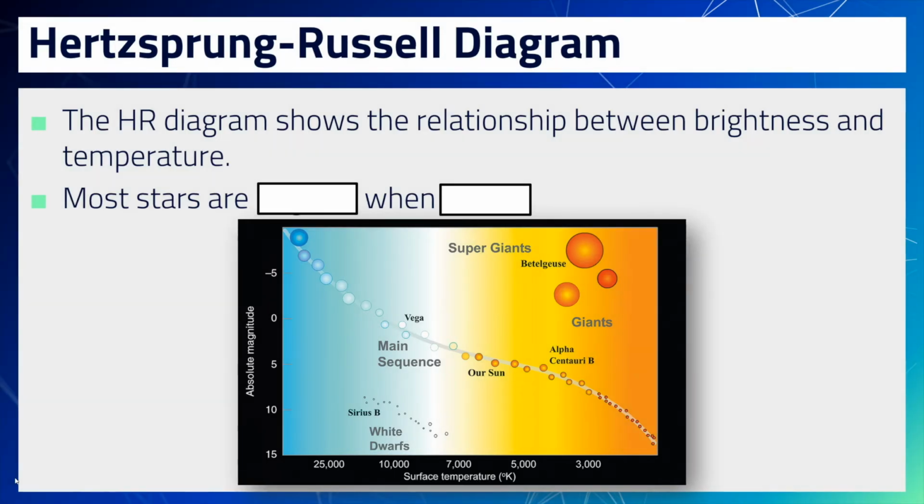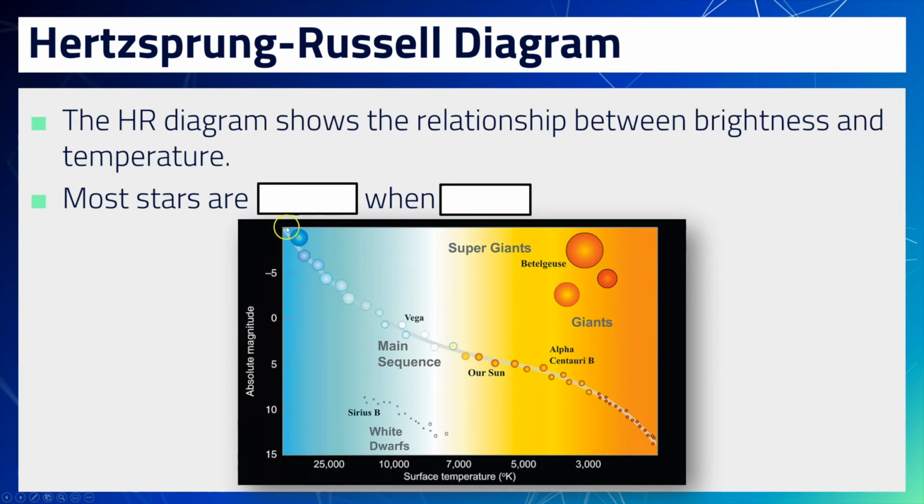One way we often can show this sort of relationship between brightness and temperature of stars, because there is a big connection, is using something called the Hertzsprung-Russell diagram. It's also just called the HR diagram, which you're fine to call it that as well. And so it's a graph that shows the relationship between brightness and temperature of stars. And a couple of things to note about this. It's absolute magnitude, so it's talking about the actual brightness of stars. And that's on our y-axis here.